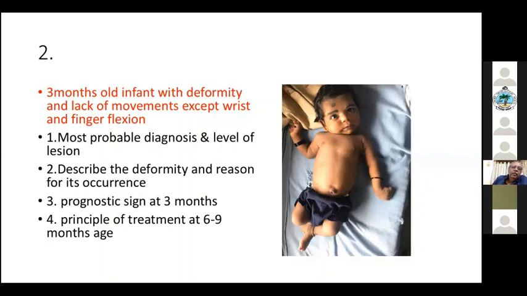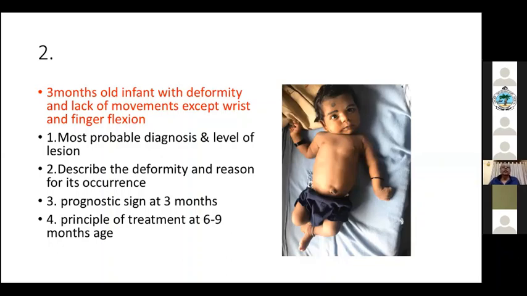What is the principle of treatment at 6 to 9 months of age? The biceps is not recovering. Who is going to answer? Neurotization. Somebody answer. My time is over.